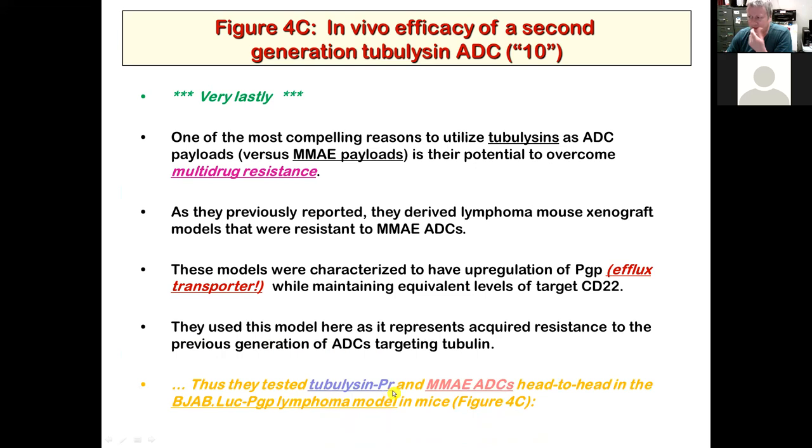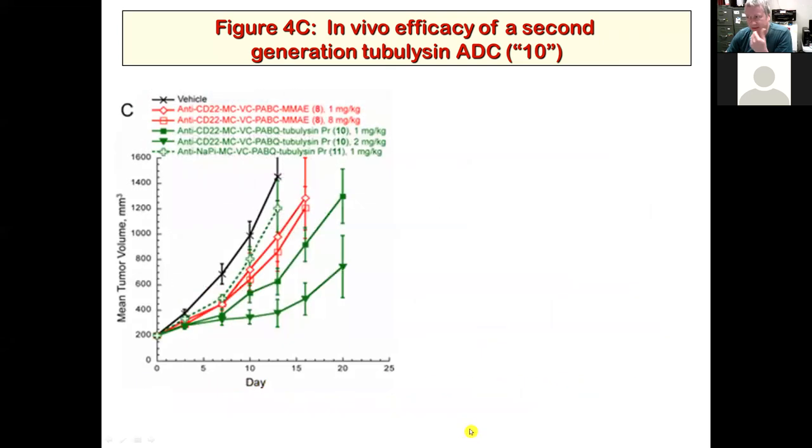Thus, they tested tubulysin propyl and the MMAE ADCs head-to-head in a BJAB Luke PGP lymphoma model. So these are lymphoma cells that have PGP overexpression in mice. This is mouse data, and this is that last figure. And you can see that this is actually pretty compelling, and it shows that their compound 10 is, well, first of all, compound 11 was the negative one. That's totally dead. Compound 10 at either 1 mg or 2 mg are these bottom two lines.